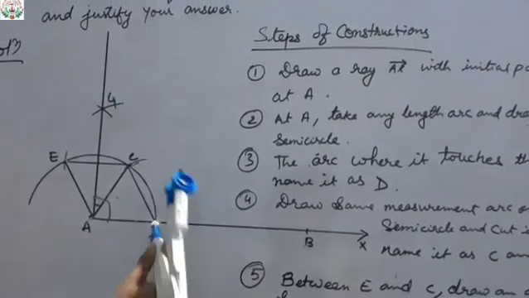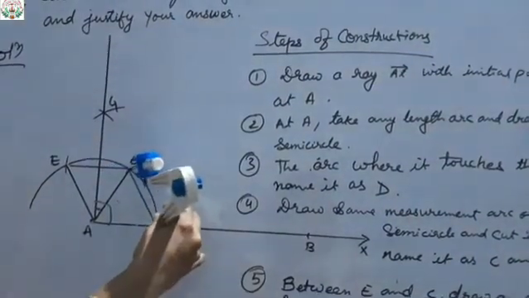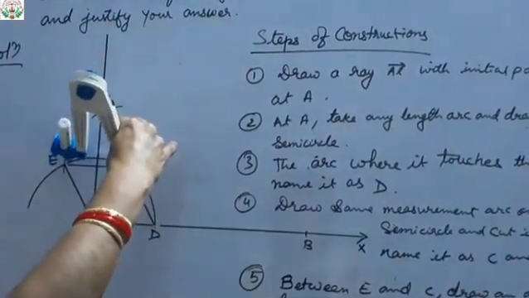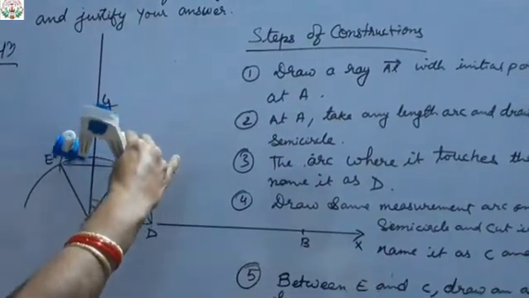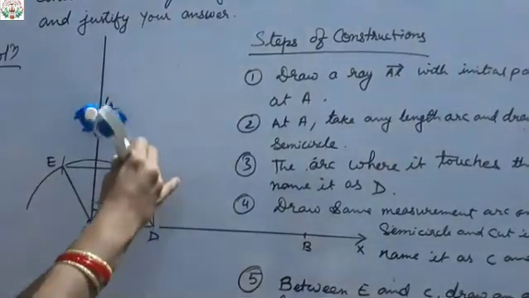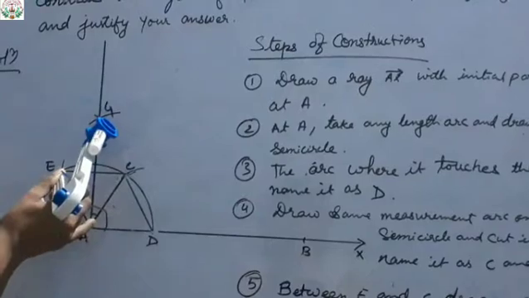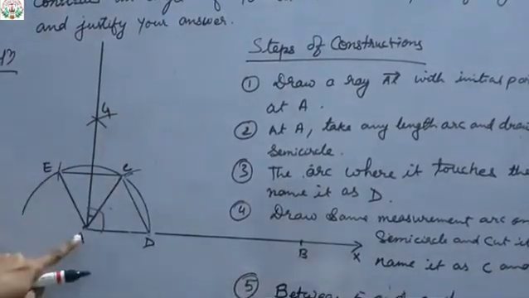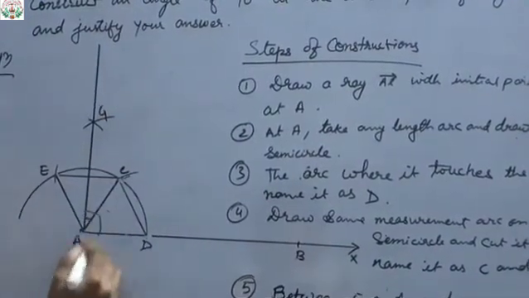Keep at D and draw an arc of the same measurement and mark it as C. Again at C keep and draw an arc of the same measurement and mark it as E. Now with the same measurement, keep at C and draw an arc, and at E draw likewise. Where the intersection takes place, join that point to A. So this is 90 degree made.